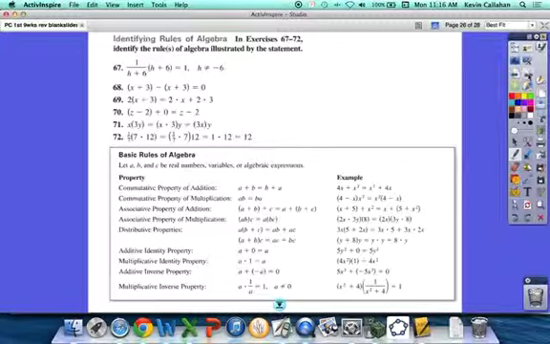What is the identity property for addition? What number do you add to anything and get the same number? 0. What's the identity element for multiplication? 1, right? What is the inverse property for multiplication? What do you multiply by a number to get 1 as the answer? The reciprocal, or 1 over, right? Something like that. So know the properties. These are the only examples they have.